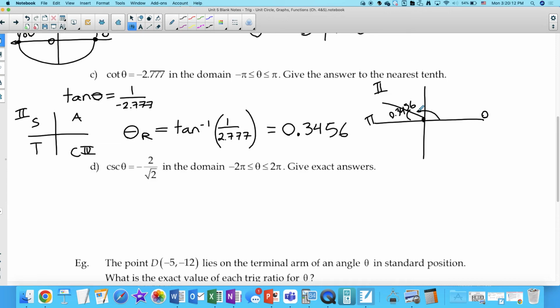Yeah, subtract. So theta is going to be pi minus 0.3456, which is, I don't know, it says to round to the nearest tenth. So 2.8. Okay? And then I also need one in quadrant 4 that has the same reference angle. So this is my reference angle over here.